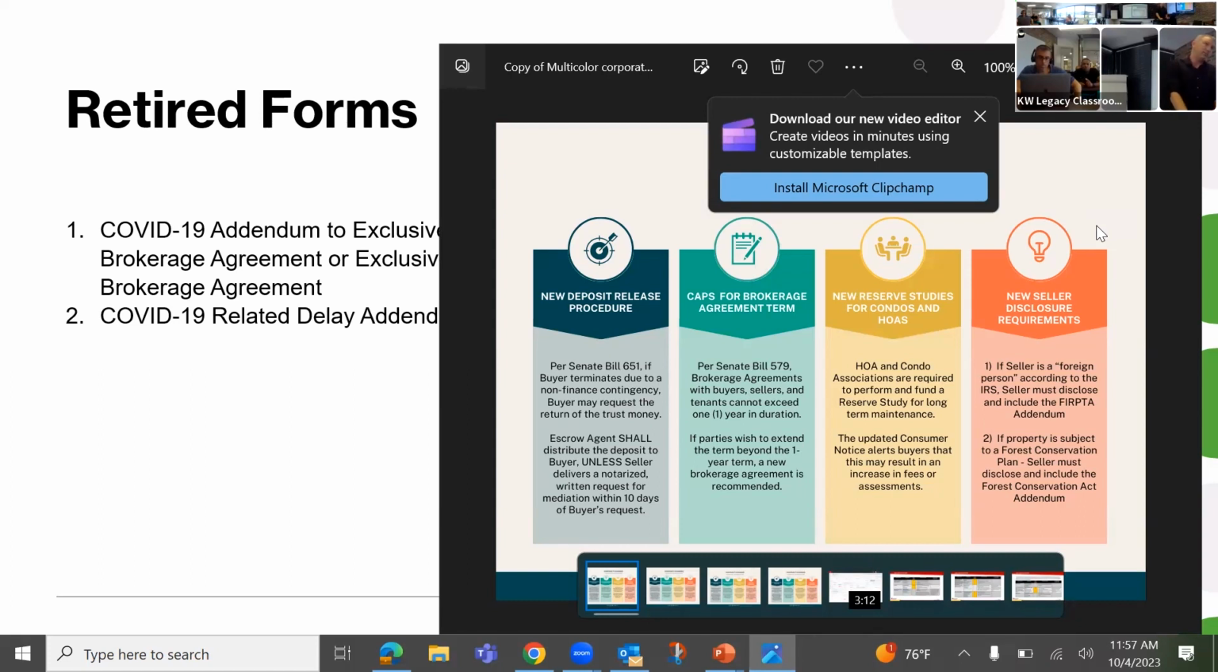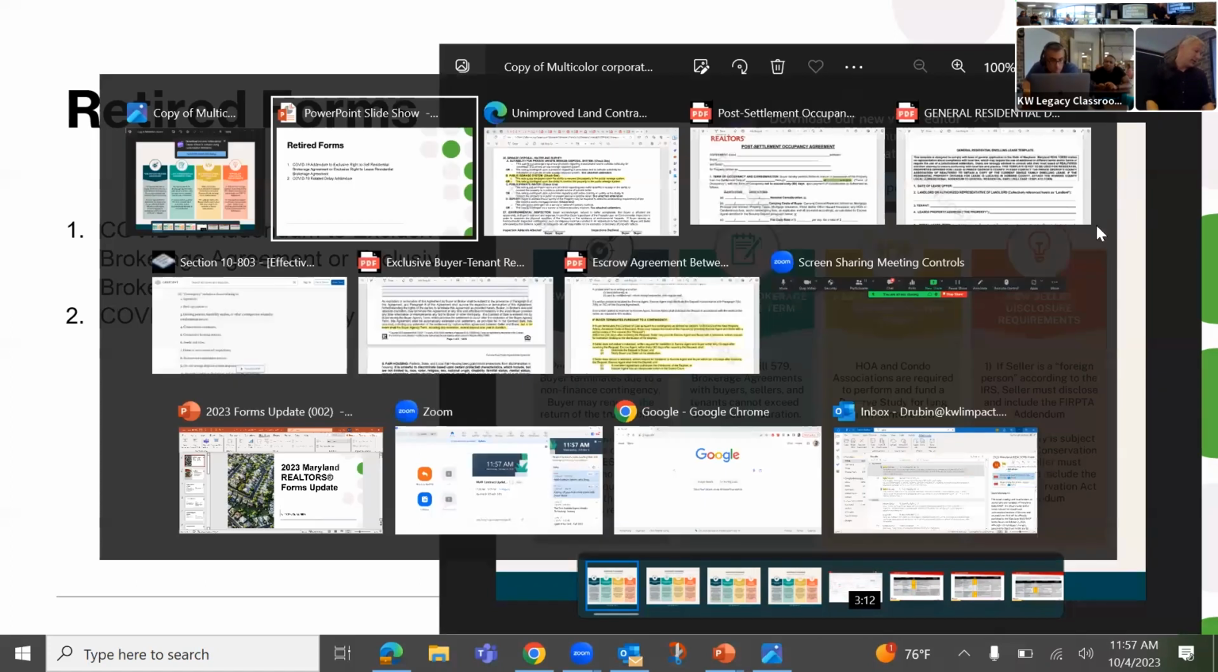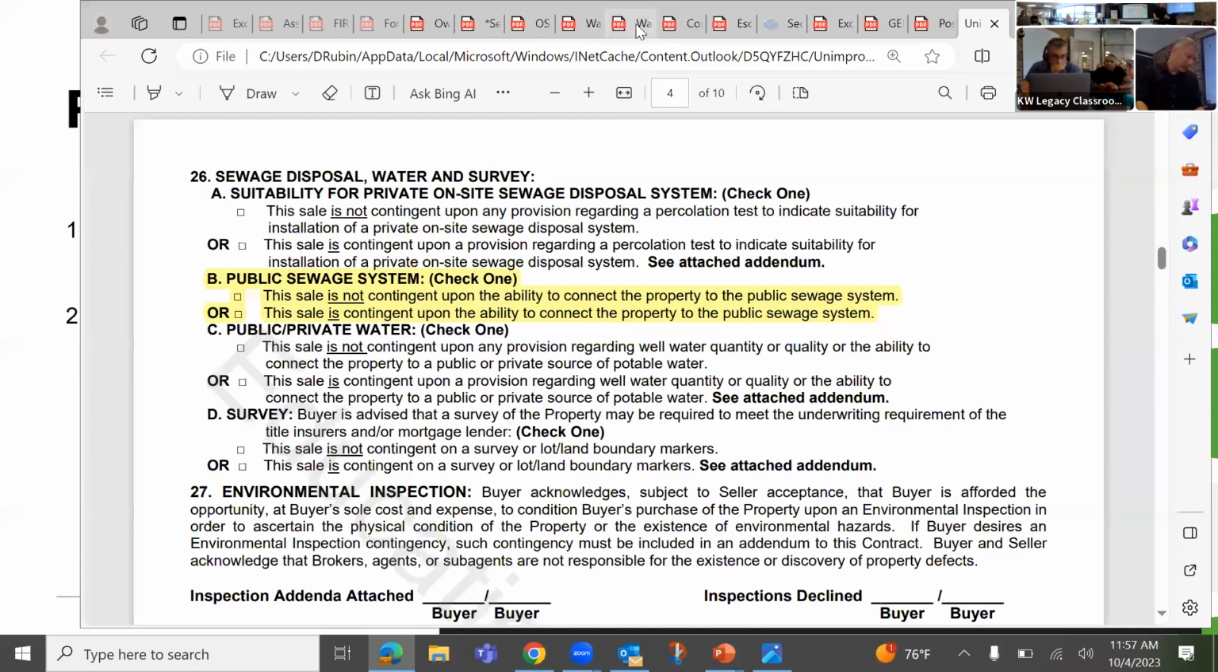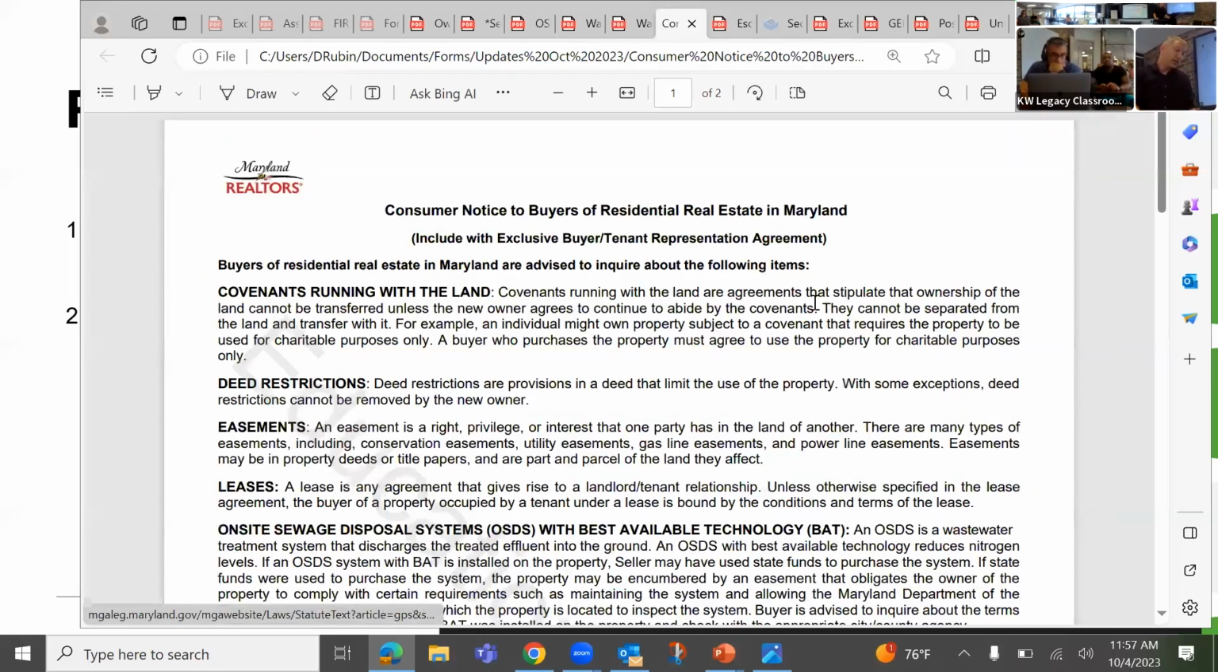Which one of these was the one that you said has to go with the agent's agreement? Oh, right, yeah. It was tied to the condo reserves, where that was the document that was updated. It's the consumer notice. The consumer notice to buyers and sellers.